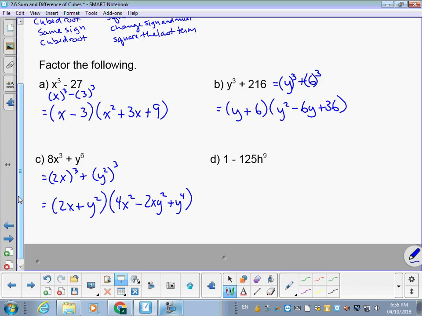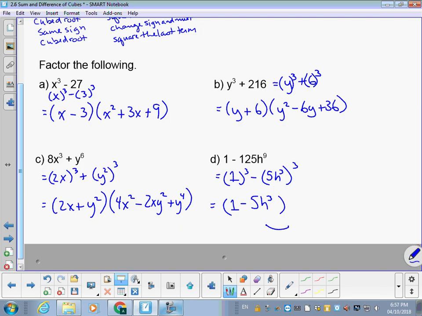Part D, same strategy. Think about what is being cubed because that's what's going to create your first factor. 1 is 1 cubed. Same sign. 125, 5 cubed. H to the 9th comes from h cubed being cubed because those exponents multiply to 9. So this piece is 5h cubed. Cubed root, same sign, cubed root.